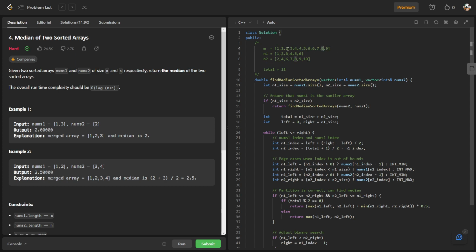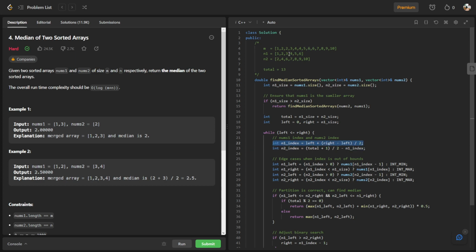1, 2, 2, 3, 4, 4, 5, 6, 6, 7, 8, 9, 10. Right. 1, 2, 3, 4, 5, 6, 7, 8, 9, 10, 11, 12, 13. So it's 13. Okay. Total is 13. Left is 0. Right is n1 size. Okay. Then let us determine how we're going to split it.